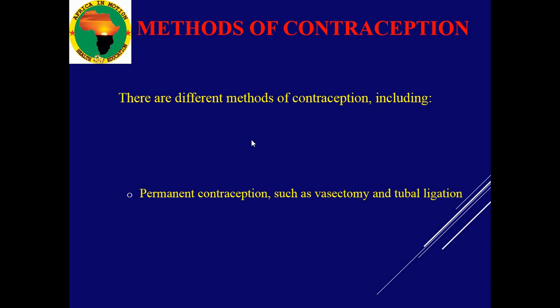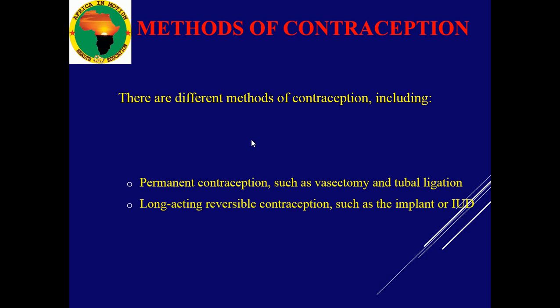This presentation, we are going to divide it into two, where we are going to see more on the surgical procedures in the first part, then other methods in the second part. So when we talk about methods of contraception, they are different. Some of them are permanent, others are not permanent. The permanent ones, for example, are vasectomy or tubal ligation. That's first, it will be a surgical procedure.